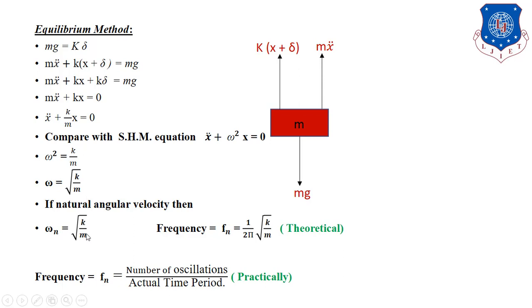We know that frequency is omega n upon 2 pi, so frequency is 1 upon 2 pi into under root k upon m. This is the theoretical equation we use to calculate the frequency of the spring mass system. Now, what is the definition of frequency? Frequency is the repetition of motion per unit time. So in the practical, we use the definition of frequency to find the frequency: Fn is equal to number of oscillations divided by actual time period.